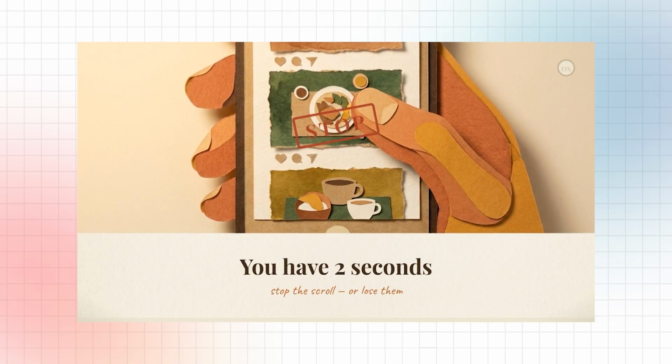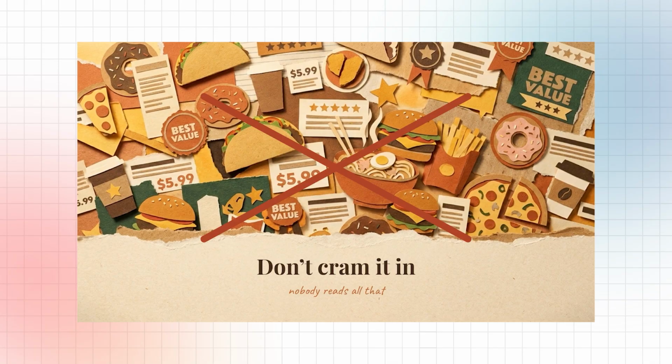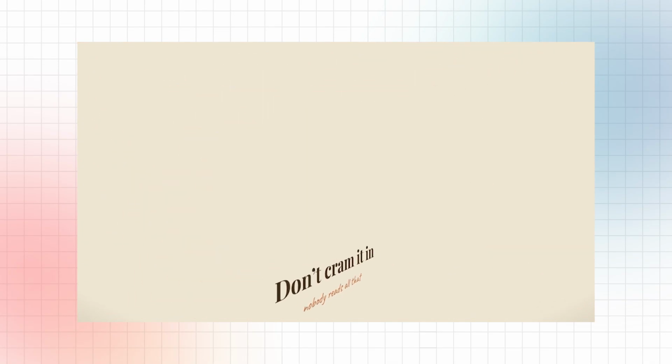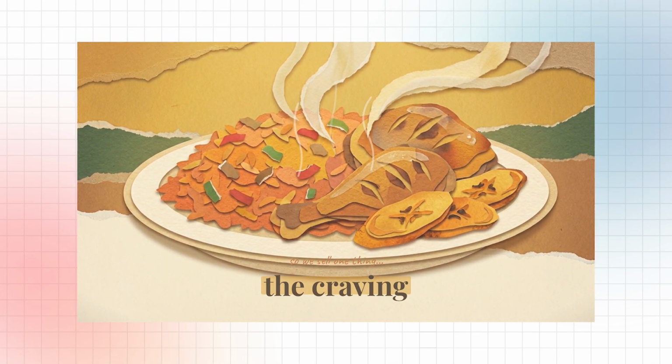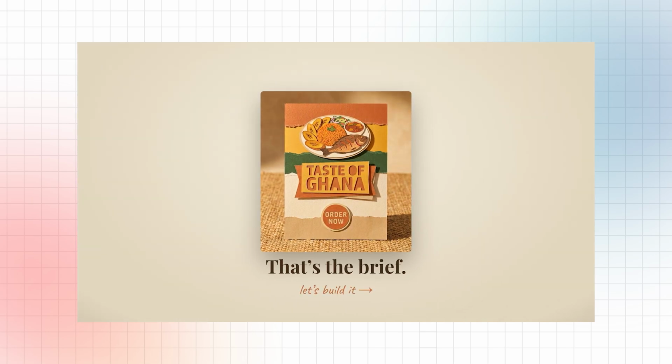Here's the job. A flyer has 2 seconds to work. Someone's scrolling and you either stop them or you don't. So we are not going to cram it with information. We are going to sell them one thing, the craving. One big message, one clear way to order, and food that looks good so they can almost smell it. That's the brief. So let's jump in and start building.